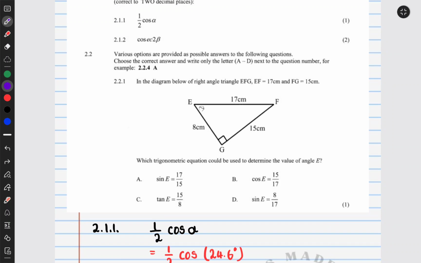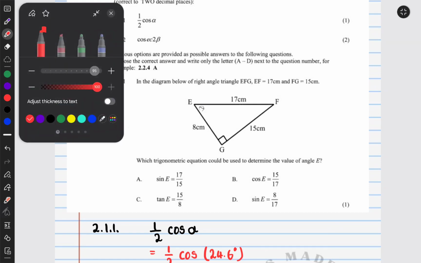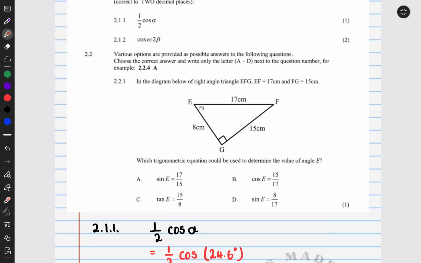Which trigonometric equation could be used to determine the value of angle E? This is our angle E here. We have the right angle here, which means the side EF, which is 17 centimeters, is the hypotenuse side. So the sine is going to be 15, opposite, over the hypotenuse side, which is 17.